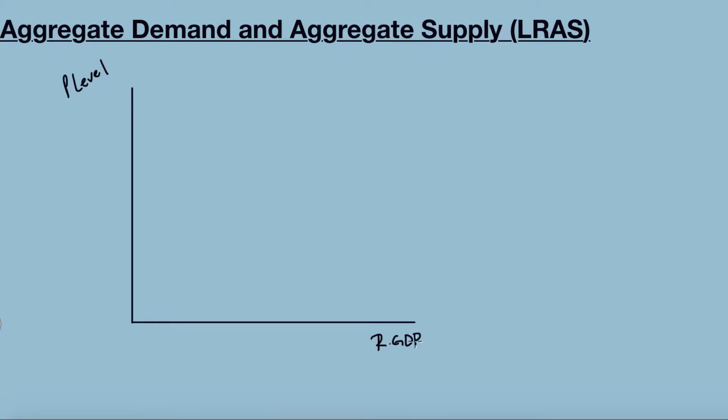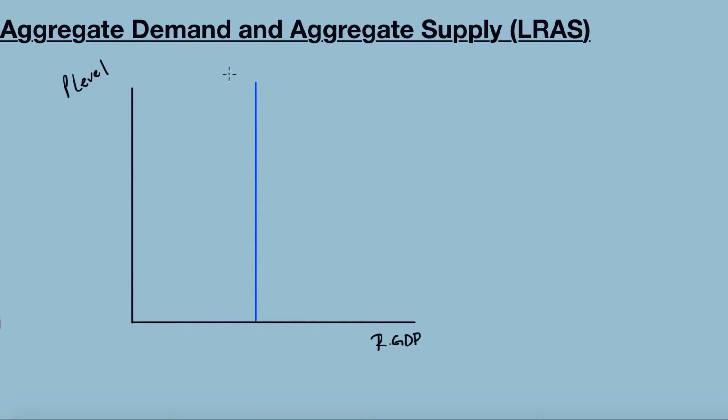In this video, we're going to look at our long-run aggregate supply curve. If we start off by looking at the relationship between the price level and real GDP, we'll have price level on our y-axis and real GDP on our x-axis. We'll see that there's one price level that puts us at our full employment level of real GDP, and that is our long-run aggregate supply curve.